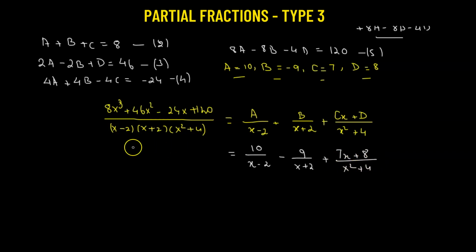So this is how we have resolved the original rational fraction, which is 8x cubed plus 46x squared minus 24x plus 120, whole divided by x raised to the power of 4 minus 16 in the denominator. This was the original rational fraction, and therefore we have successfully resolved it into 3 partial fractions.